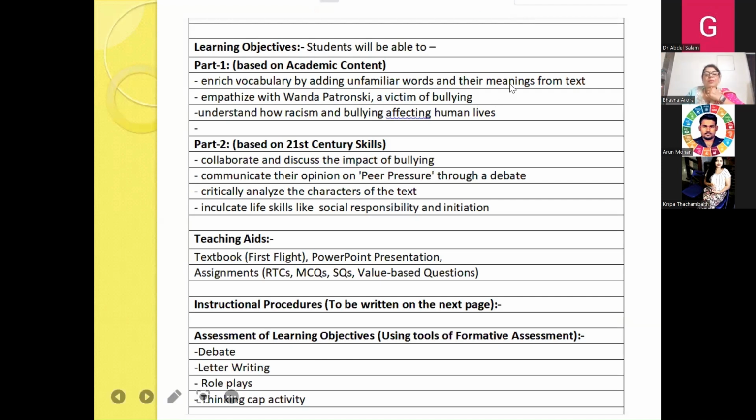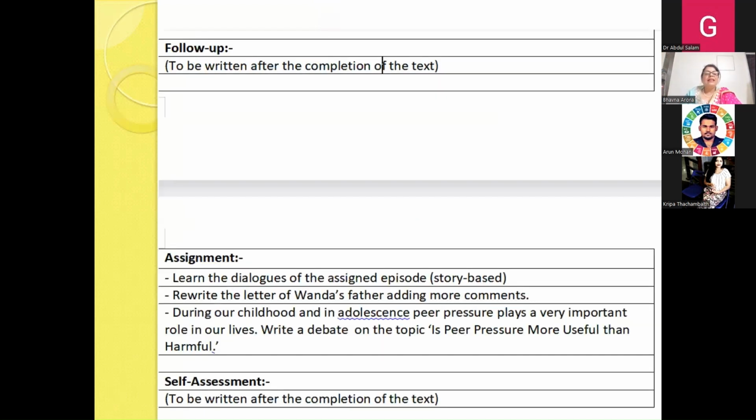So this is important that you need to plan out your lesson, which will talk about collaboration, communicating, critical analyzing, inculcating life skills, etc. Then you can mention teaching aids, instructional procedure, assessment of learning objectives. You know, how are you going to assess? As I told you, assessment is important. And then follow up. How are we going to follow up on this? And then the assignment to be given.